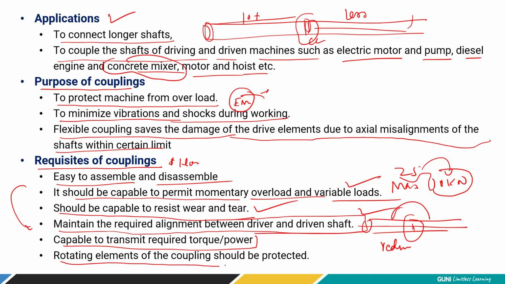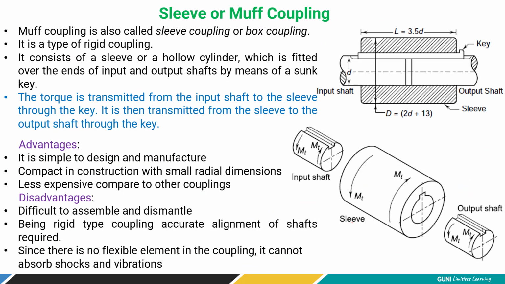Rotating elements of the coupling should be protected. This is also a requisite of a coupling, right? So let's say the protected type of flange coupling is something like that. Okay. Now let's talk about the design of the muff coupling.